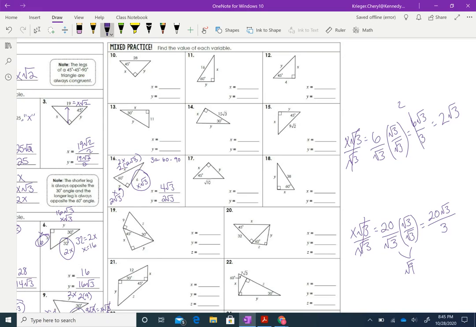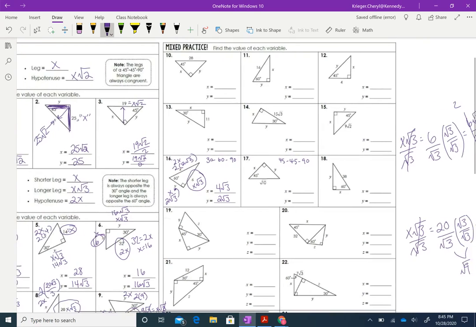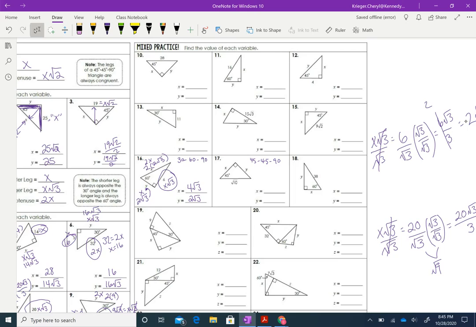Okay, so number 17 is a 45, 45, 90. And so you might need to review. The legs are both x, and the hypotenuse is x square root of 2. Okay, so review if you need to. So they don't give us x, which stinks, right? We're going to have to set x square root of 2 equal to 10 to find out what our legs are. But this isn't too hard.